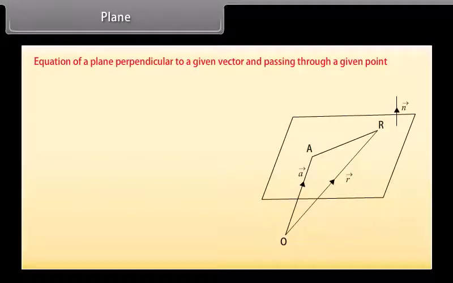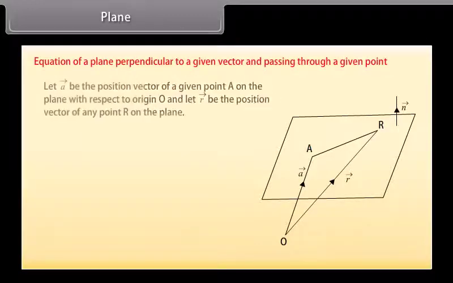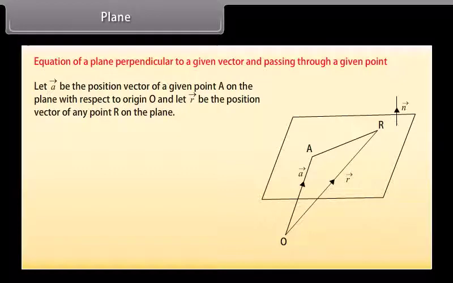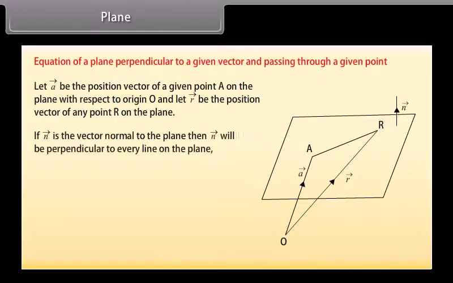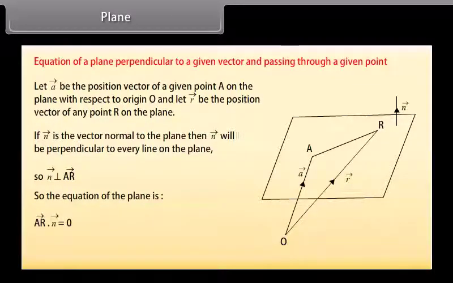Plane. Equation of a plane perpendicular to a given vector and passing through a given point. Let vector A be the position vector of a given point A on the plane with respect to origin O, and let vector R be the position vector of any point R on the plane. If vector N is the vector normal to the plane, then vector N will be perpendicular to every line on the plane. So, vector N is perpendicular to vector AR. So the equation of the plane is dot product of vector AR and N equals 0, or dot product of vector R minus vector A and vector N equals 0.